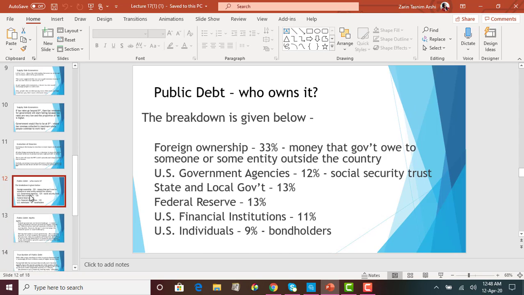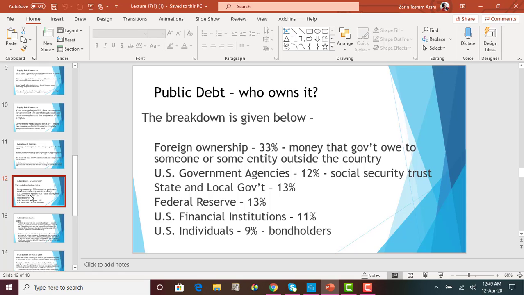Okay, so in slide 12 you will see it gives a breakdown of who owns the public debt. The US has a public debt of $11 trillion. Who basically owns these debts? Like who does the government have to pay this $11 trillion? So 33% is foreign ownership, foreign countries, and people outside of US. 33% of the debt is owned by foreign ownership.